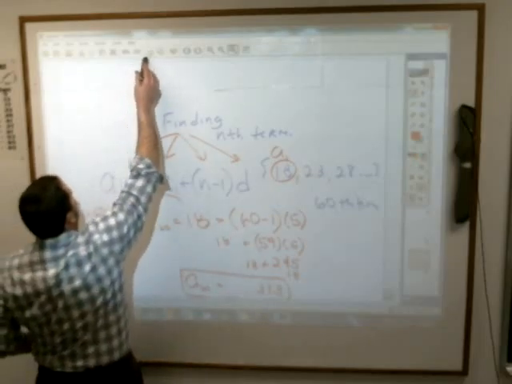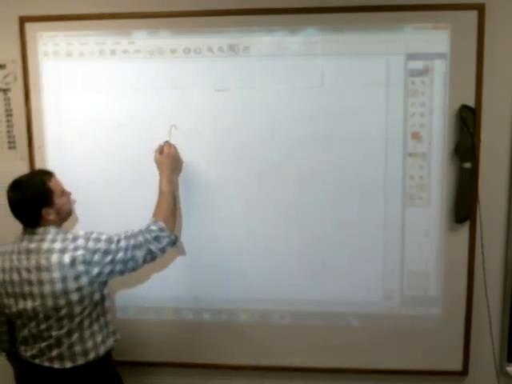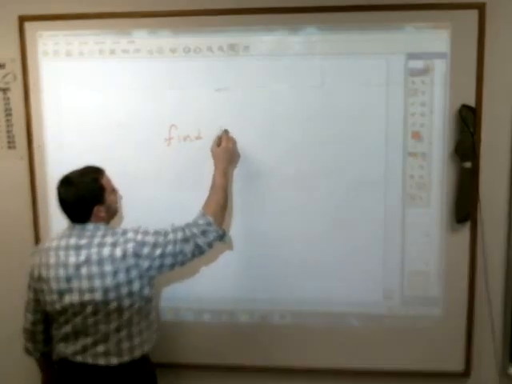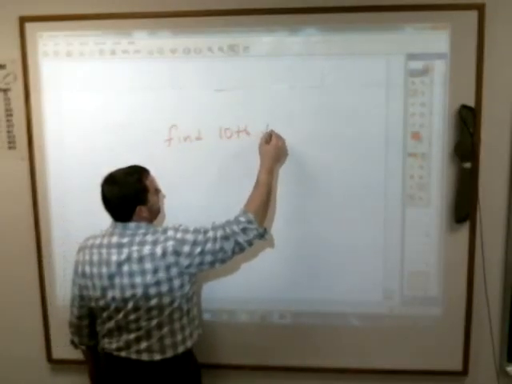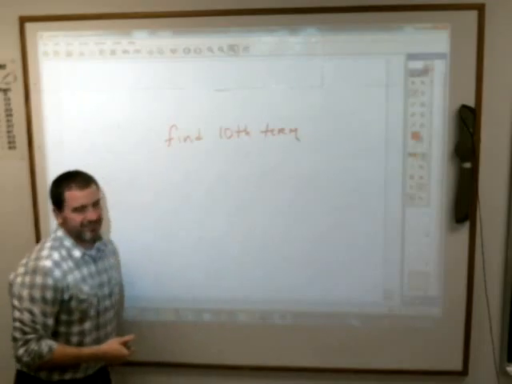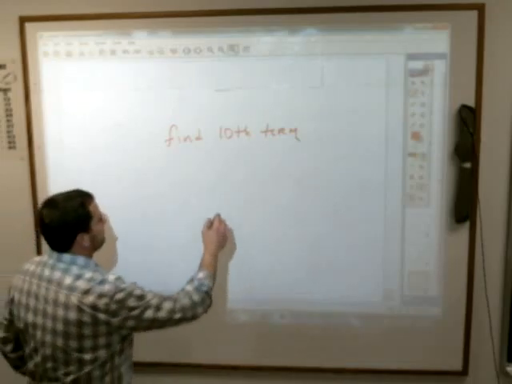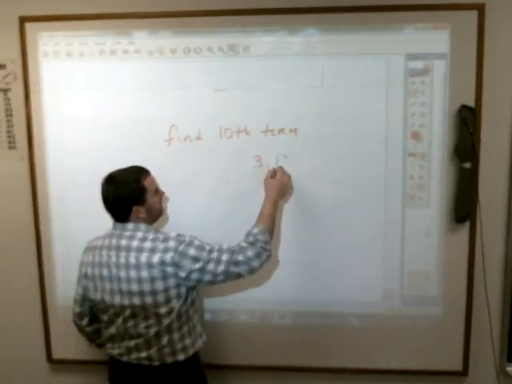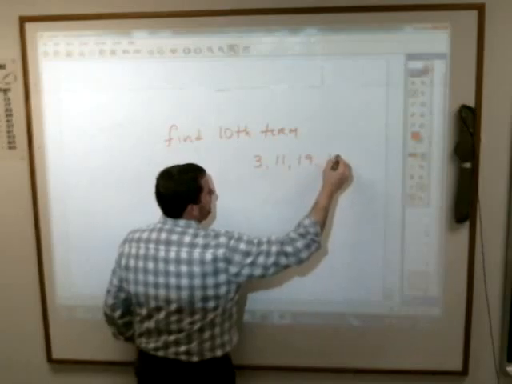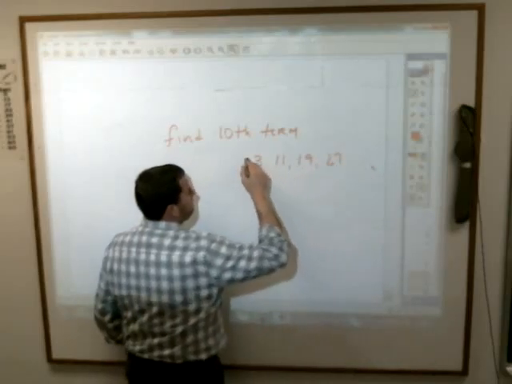Let's do one more example. From the book, find the 10th term of this sequence. And again, the 10th is kind of easy because you could actually do it out and find the 10th one, but we're going to do it anyways. 3, 11, 19, 27, dot, dot, dot.